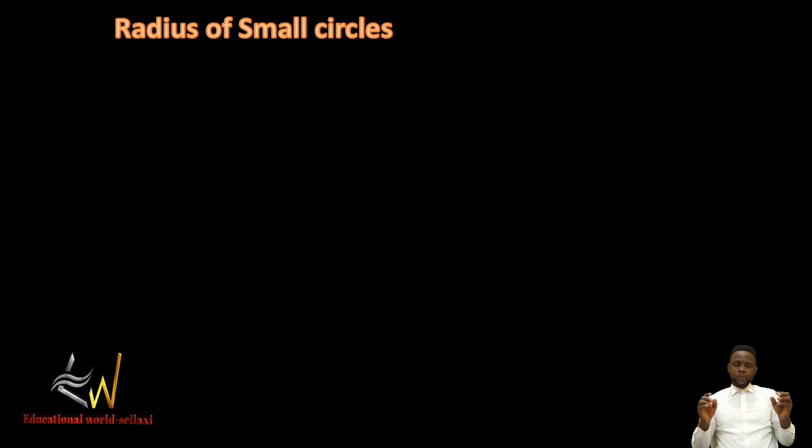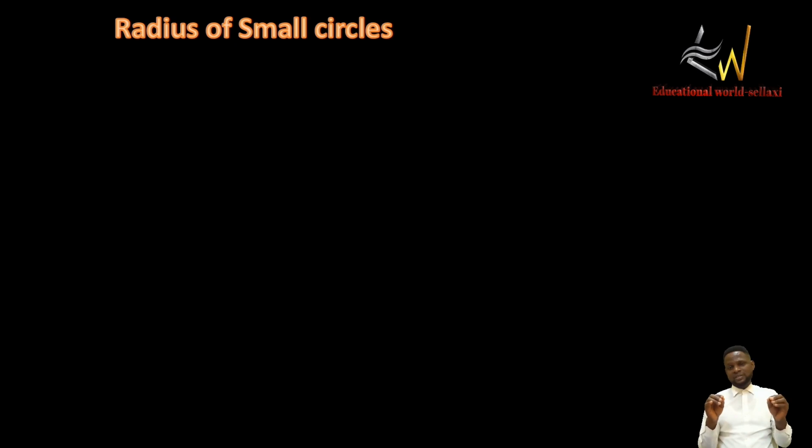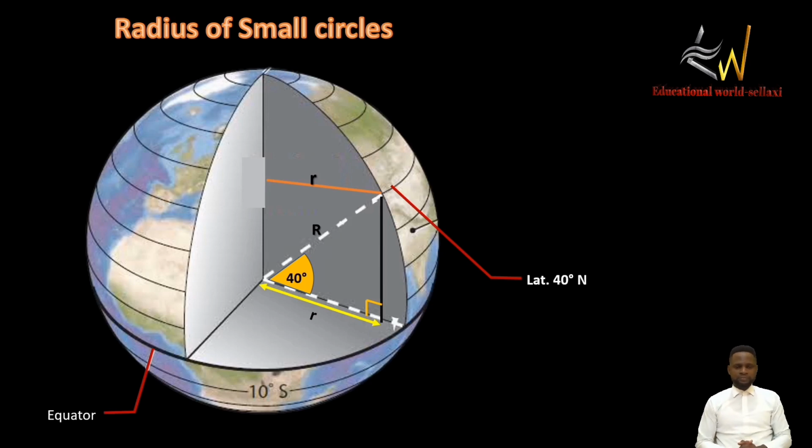So whenever a place is located on a latitude which is not the equator, that means that the radius must be smaller. We have to be able to find the value of the radius of that latitude, which is very, very important. Now, from the picture you are seeing, we have latitude 40 degrees north. From the center of the earth, latitude 40 degrees north is like an angle of elevation from the center of the earth, 40 degrees upwards.